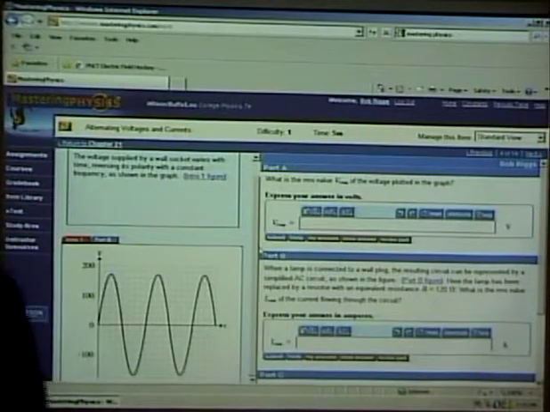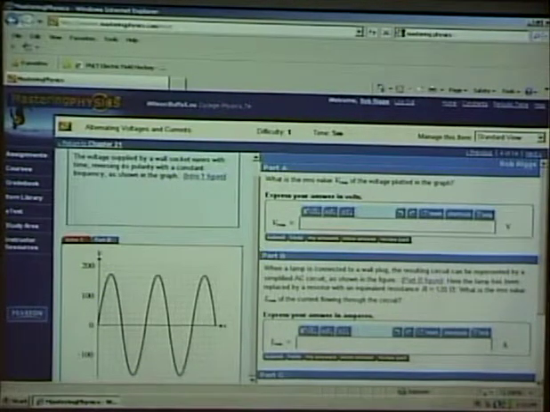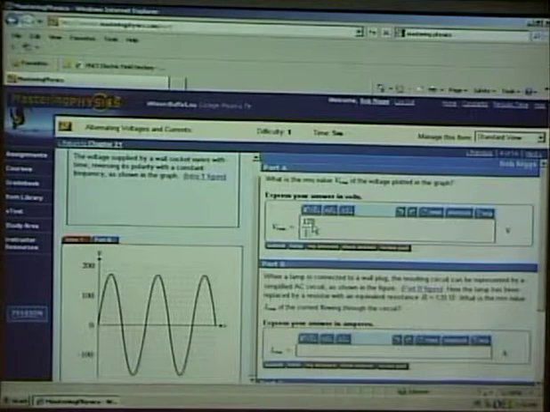Okay. And so then, what do they say? Oh, part B. Let's hit the thing for part B. Can you actually do math on here? Yeah. You can? Yeah, you can just type it. So you can go like 170 divided by square root of 2.